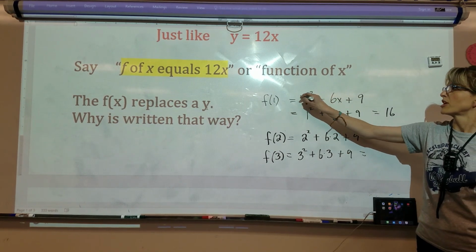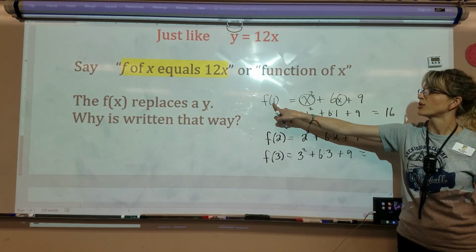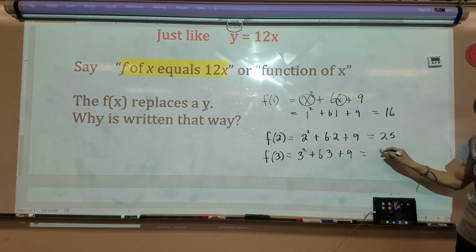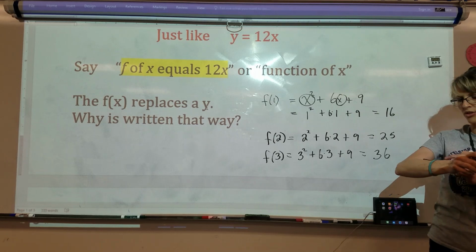You want to see what I'm doing? X is my input. So whatever number is there, I substituted in for x. 9, 18, 27, 36. So that's one cool way.